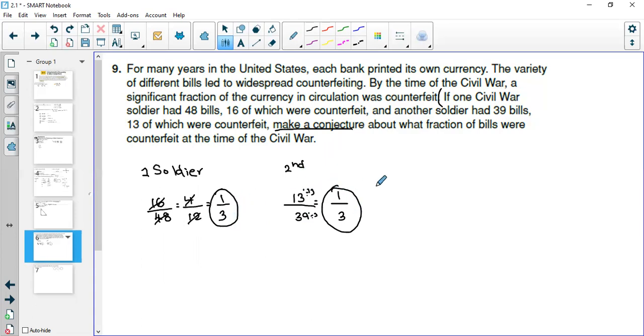So simply you need to write 1/3 of the bills were counterfeited. So this is the conjecture we can make out from this question. Because they asked us to make a conjecture about the fraction, definitely we need to write it in fractional form and find out what's the relationship. It was an easy one, but if you do not understand, read the question 2-3 times slowly and carefully, and you will understand what you need to do.